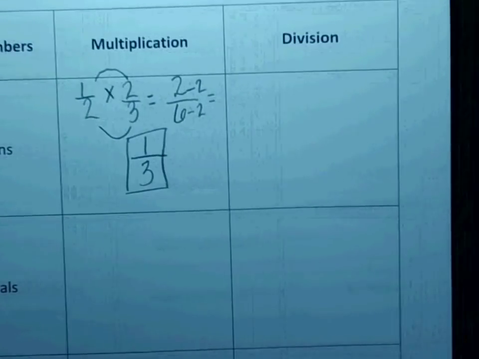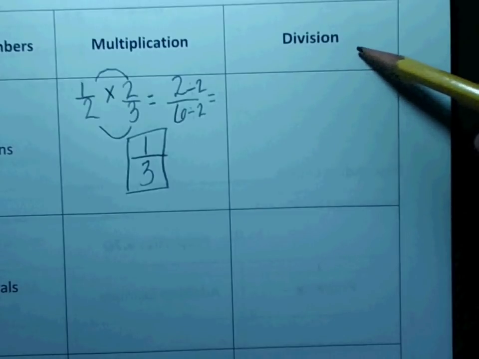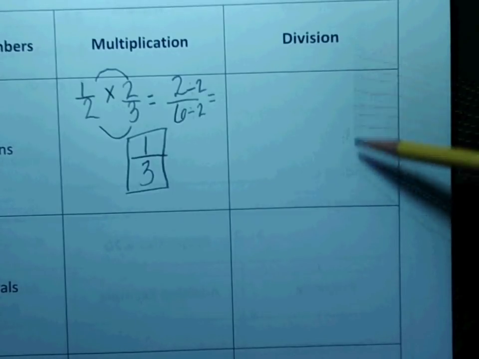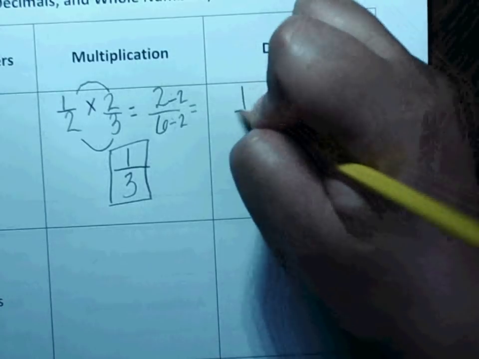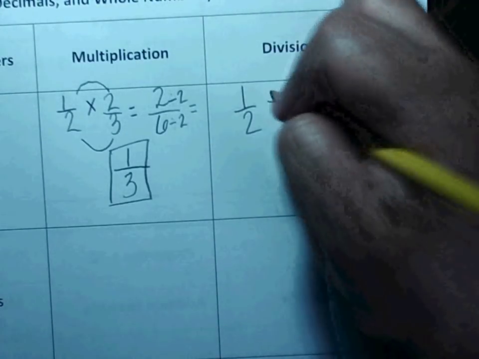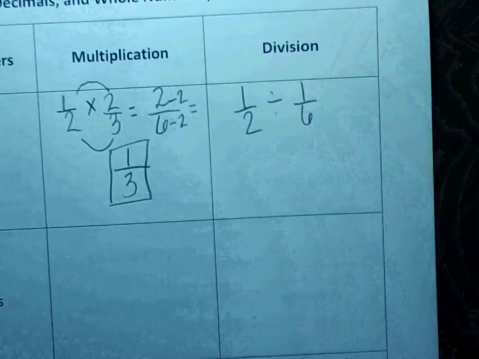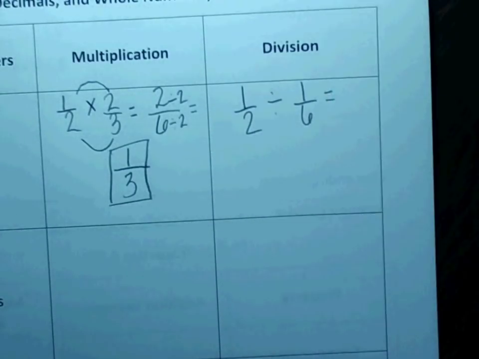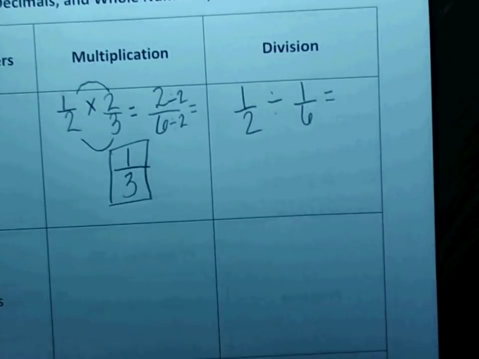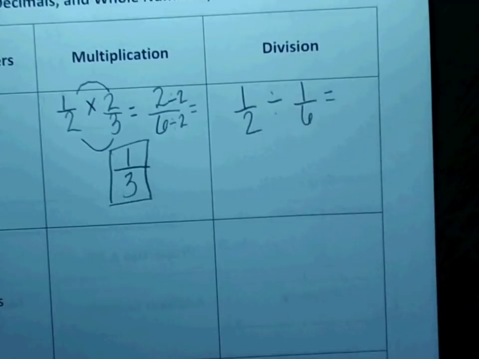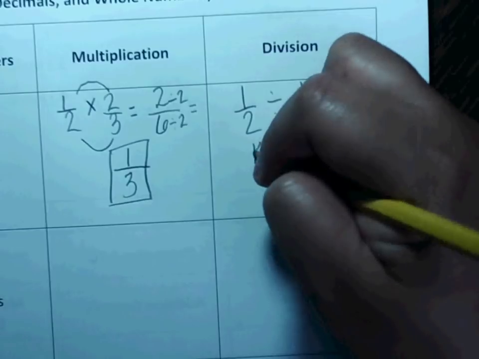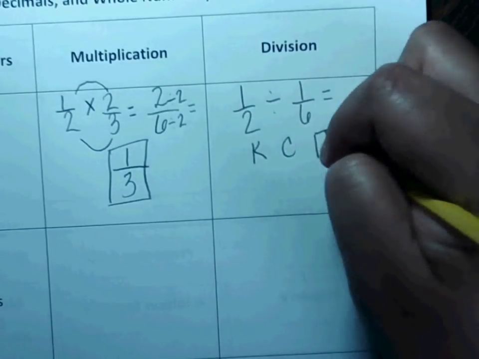In our second column, we have division. So in this column we're going to be dividing 2 fractions. Our fractions are going to be 1/2 divided by 1/6. And when you're doing this, once again, you have to remember your rules, because our rules for division are different from our multiplication. When we're dividing fractions, we have to remember our keep, change, flip rules.